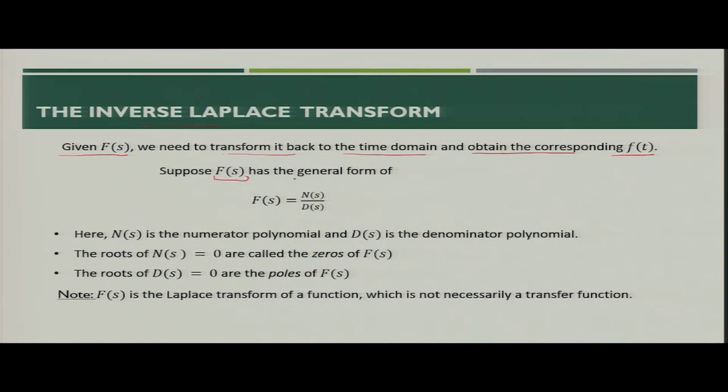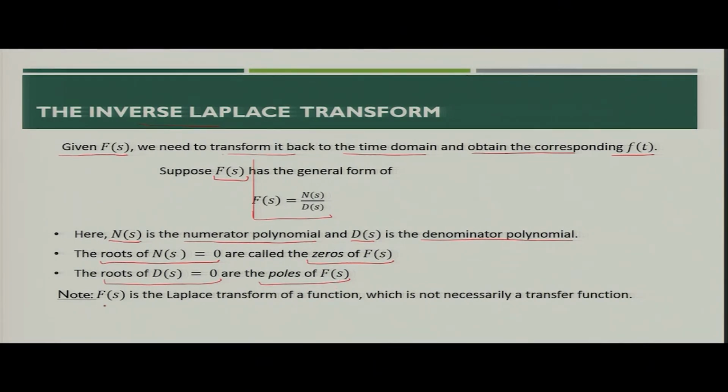So, if you have F(s) in the general form, it has a numerator function N(s) divided by D(s), where N(s) is the numerator polynomial and D(s) is the denominator polynomial. Now, roots of N(s) equal to 0 are called the zeros of the transfer function F(s), and roots of the D(s) equal to 0 polynomial are called the poles of the transfer function F(s).